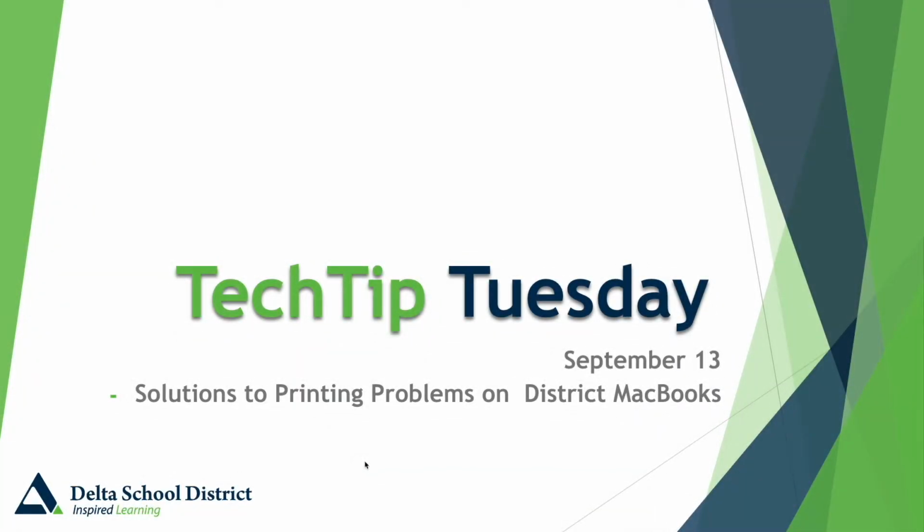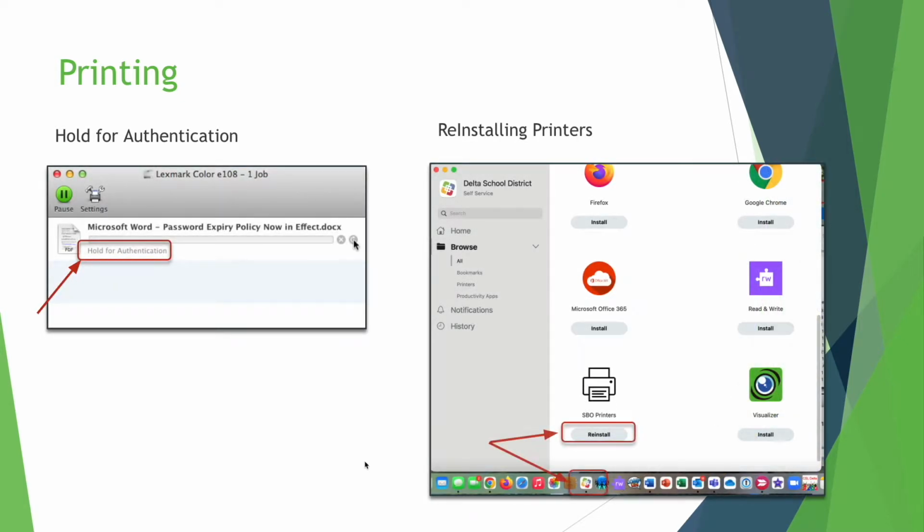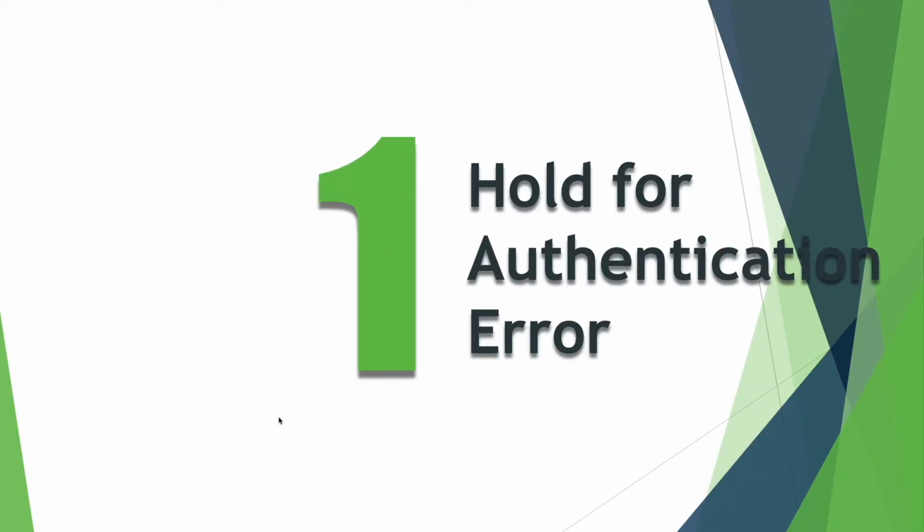One of the most common issues that we hear about from Mac users are issues with printing. The first is a hold for authentication issue, and the second is missing copiers. Let's start by looking at the hold for authentication error. This is a result of an incorrect password being used. This most often happens after a password is changed in Office 365.